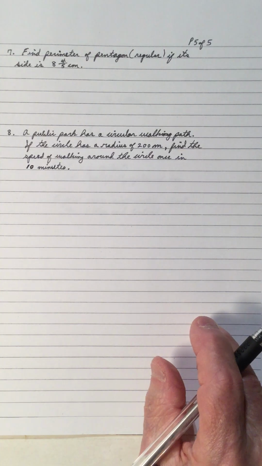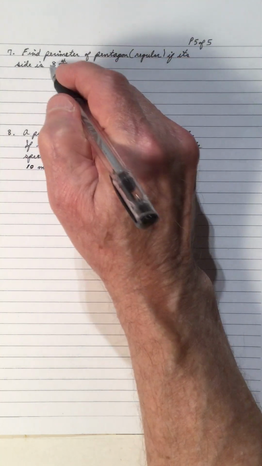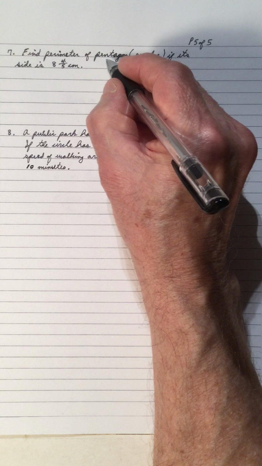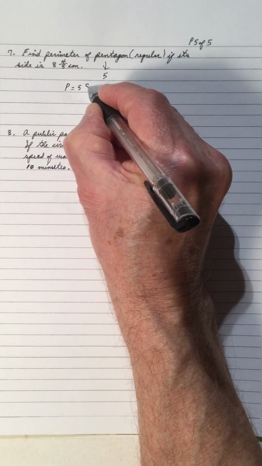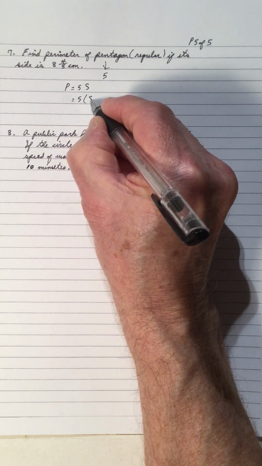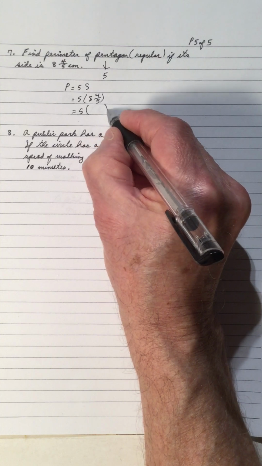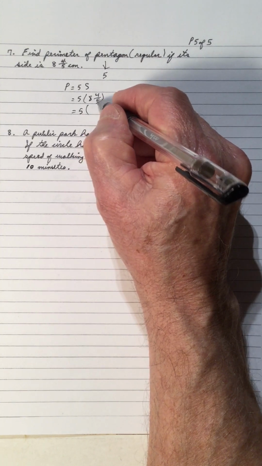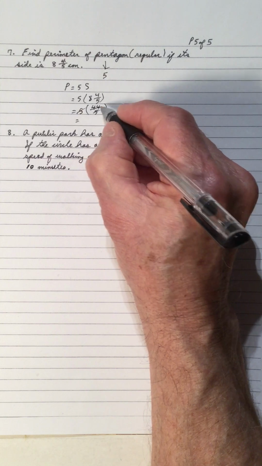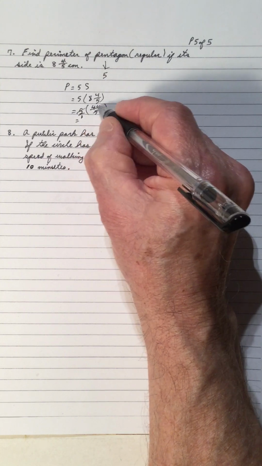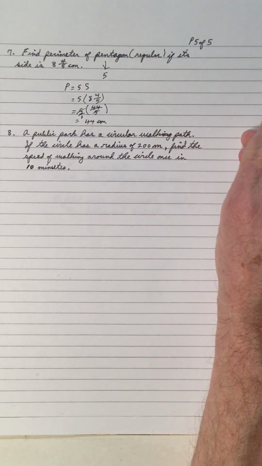Let's continue. Number 7. Find the perimeter of a regular pentagon if its side is 8 4/5. A pentagon has 5 sides, so the perimeter is equal to 5 times S. So it's 5 times 8 4/5. So again, mixed numeral to an improper fraction. 5 times 8 is 40 plus 4 is 44 over 5. We're multiplying, so that's 5 over 1 times 44 over 5. 5's cancel, and I get 44. So I get 44 centimeters.